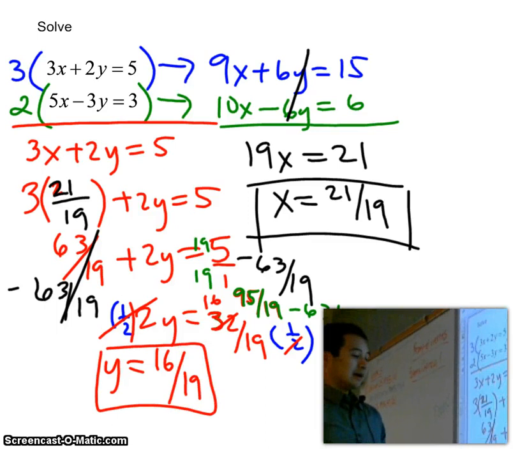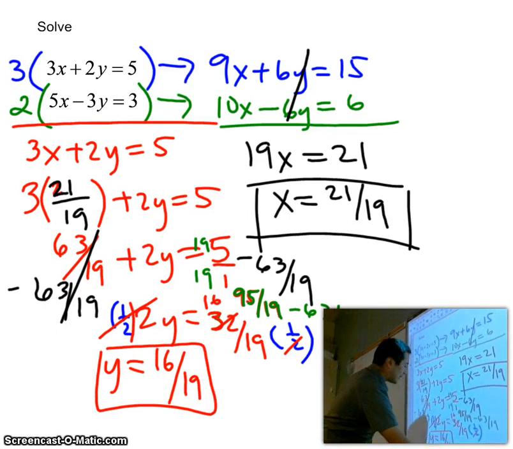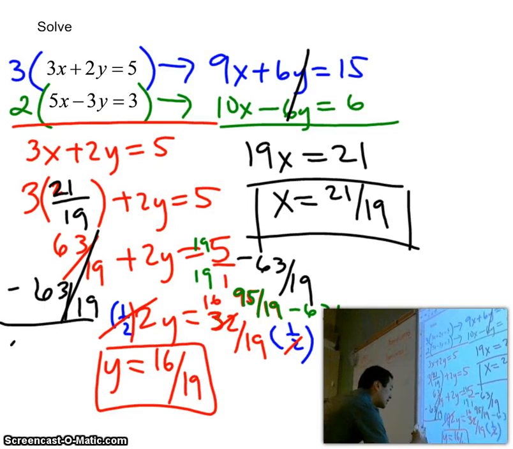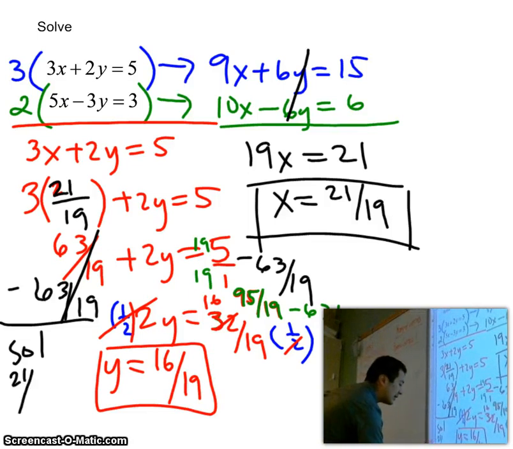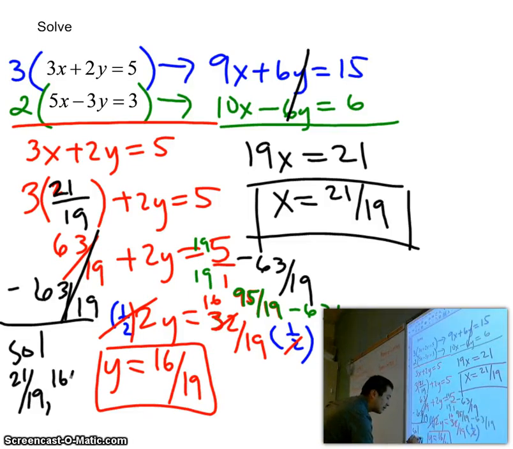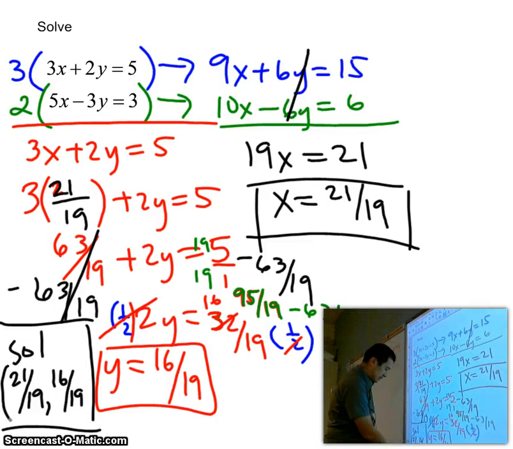Ta-da! So it looks like I ran out of room. Let me write on the side. So my solution is 21 over 19, comma, 16 over 19. Alright, this is something I would give you on the test. Make sure it's written as a point.